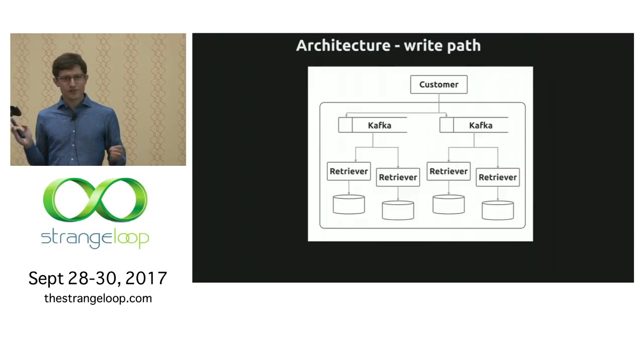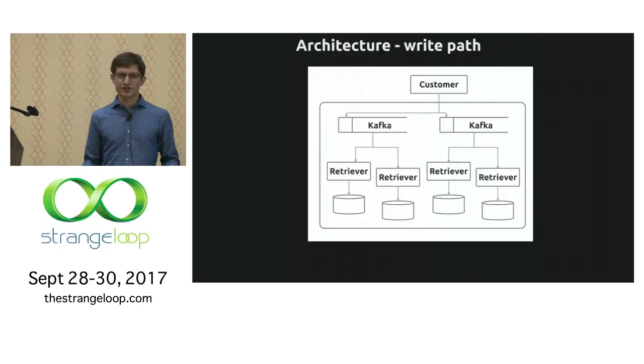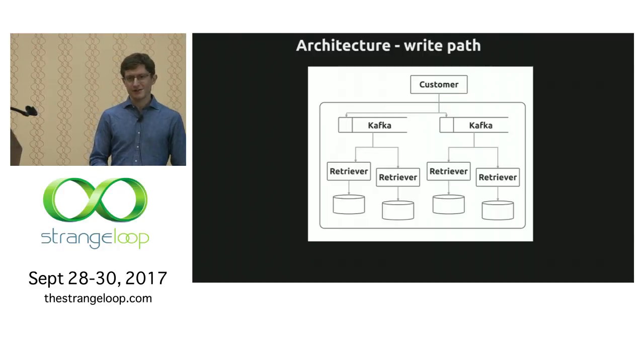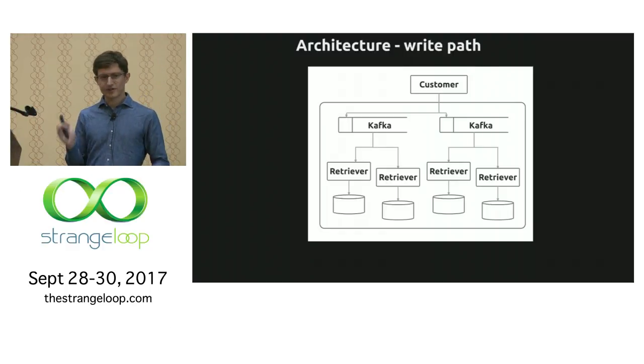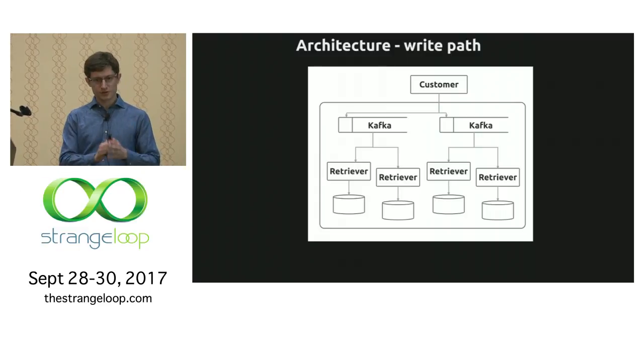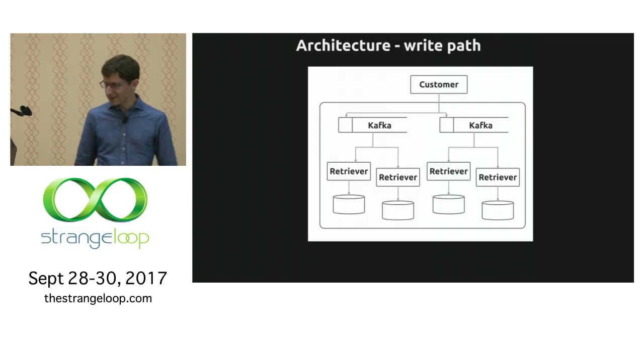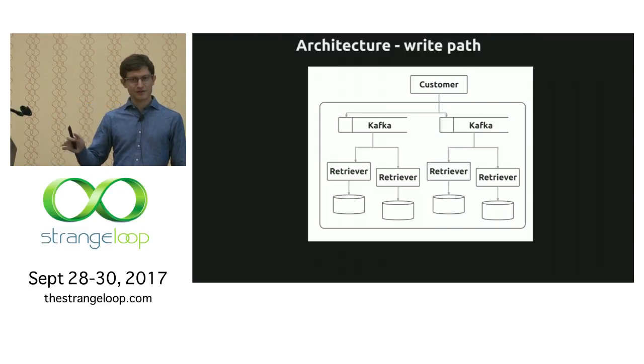So some of you may prefer to see a map of the territory before you go on a hike. So let's do a quick overview of what writing and reading looks like. This is the architecture of Retriever. A customer sends events. They are published to a Kafka topic. If you're not sure what that means yet, I'll cover Kafka later, but I'm sure a lot of you are. So we publish events to Kafka.